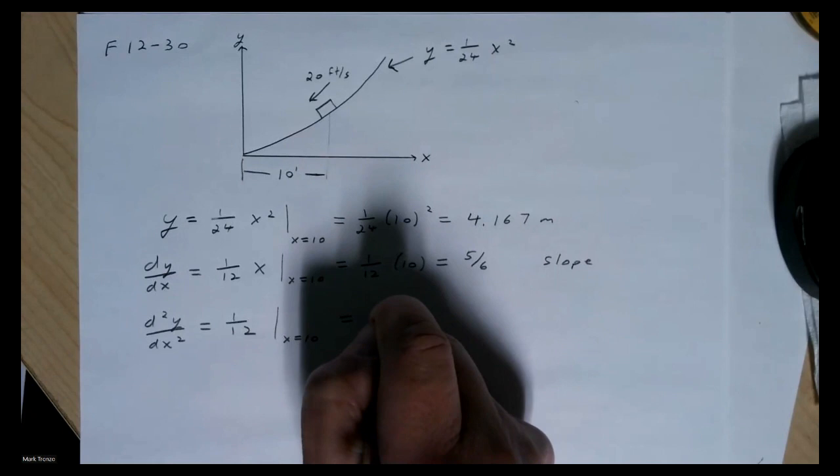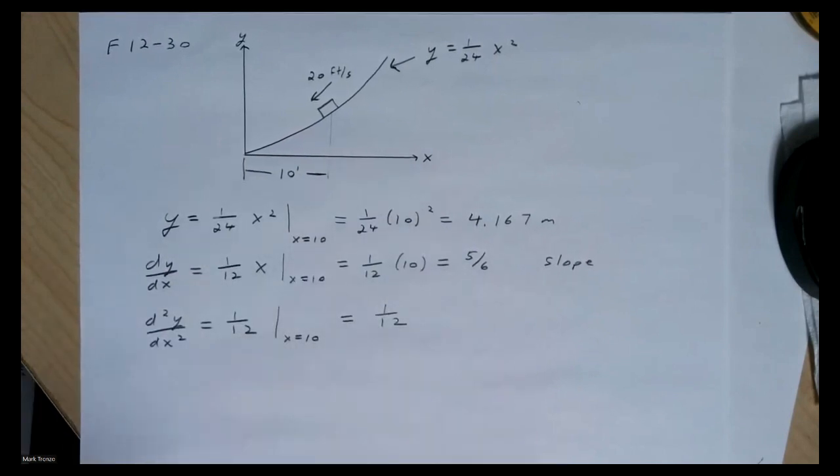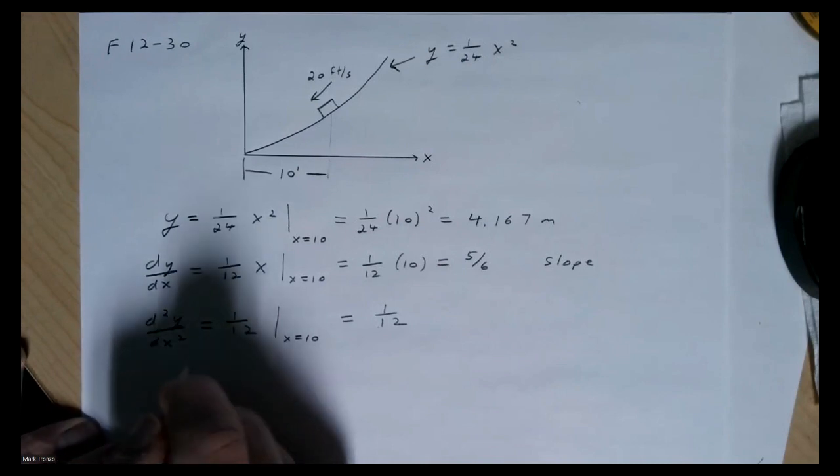And then finally, let's go to this one. It's going to be 1/12. And so let's do our usual stuff. Find our radius of curvature.